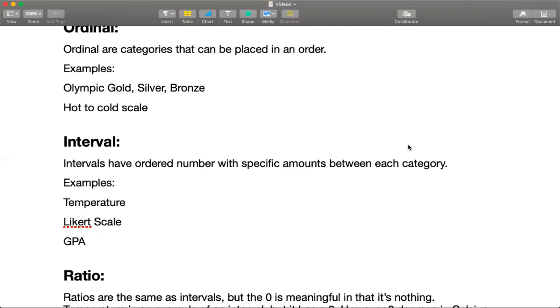GPA is another one. Another one is a Likert scale. And so if you've ever taken a survey where you have don't agree, no opinion, and agree, there's an agreed upon distance between each of those that the surveyor created. And we can change those into numbering them for statistical analysis later. So that is an interval scale of measurement, when we have an ordered number list with the specific amounts between each category.